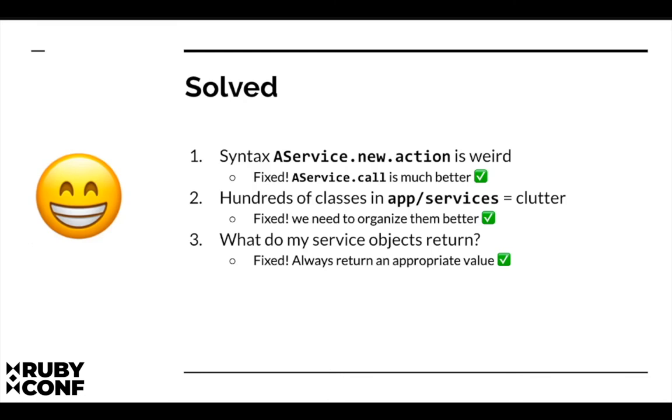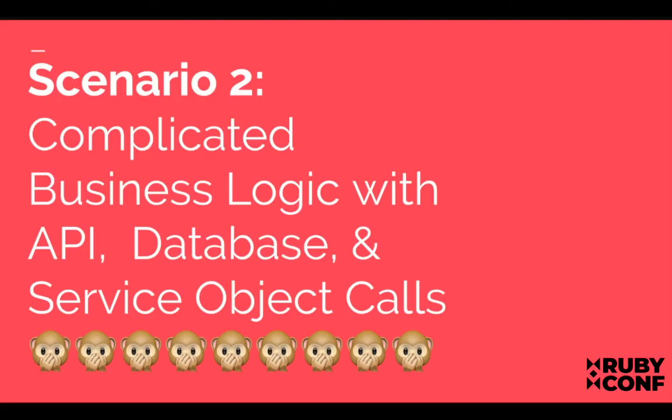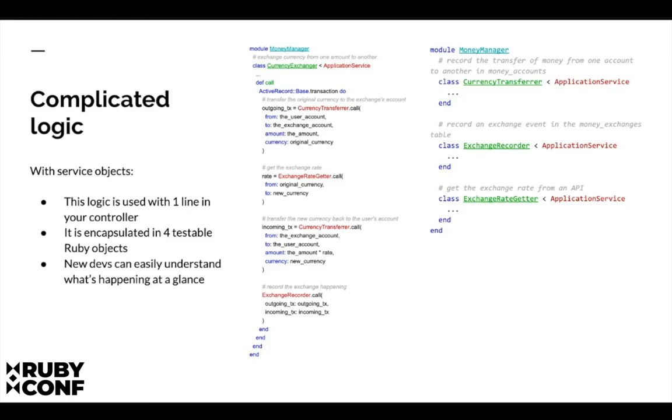Now, with that said, I think we're ready to move on to a slightly more complex scenario. Let's discuss scenario number 2: complex business logic with API, database, and service object calls nested within service objects. Now this may sound complex, but it's not really that complex. And I'm fairly certain I can handle all of this within one slide. It may sound complicated, but it really isn't once you know all the basics that we've discussed before.